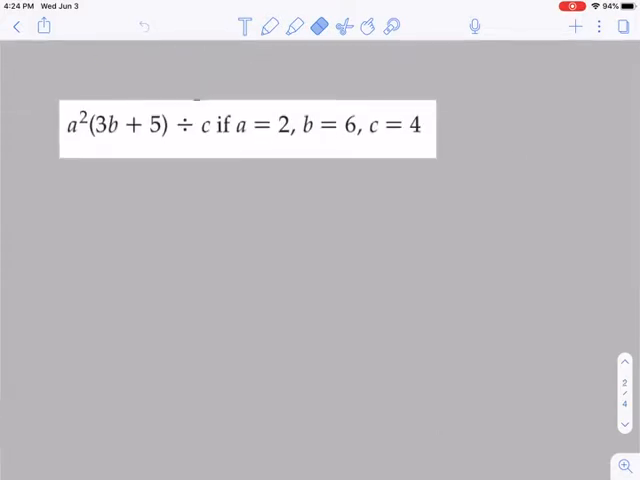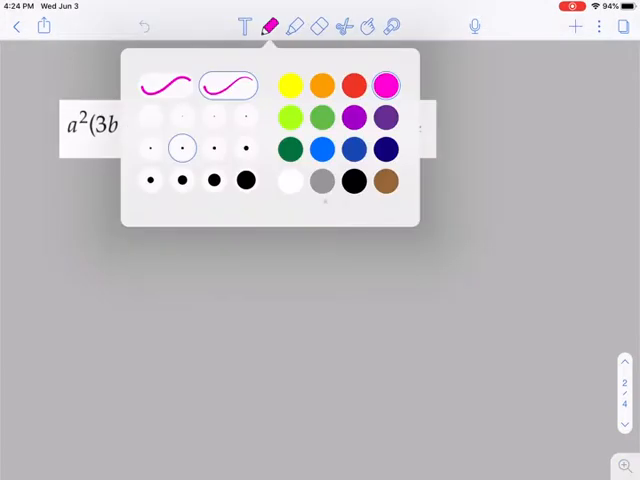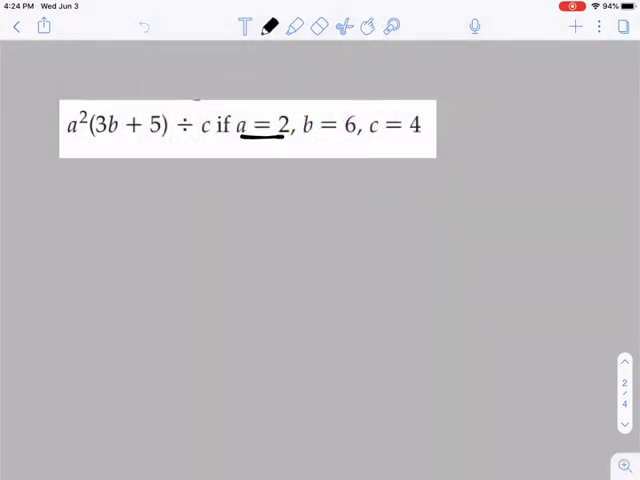We have a squared times (3b plus 5) divided by c, if a equals 2, b equals 6, and c equals 4. So all you're doing with this is we're going to find all the a's, okay, and we're going to put in 2. I'm going to use black for everything. We're going to put in 2 for that, right? And you'll find your b's, and you'll put in your 6 for that, and you'll find your c's, and you'll put in your 4 for that.